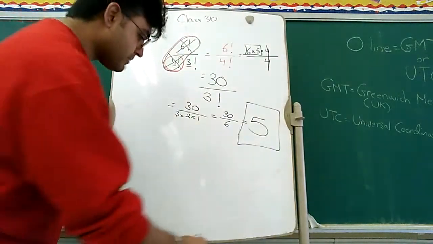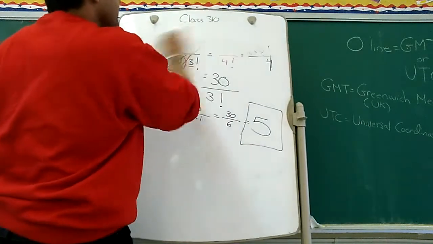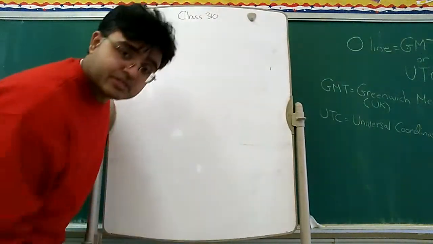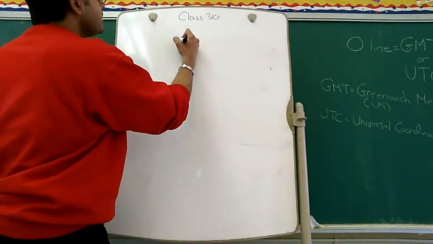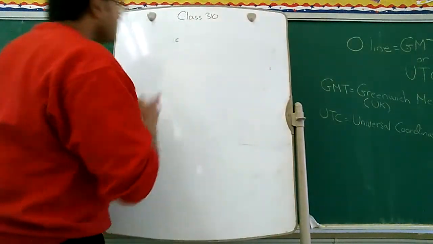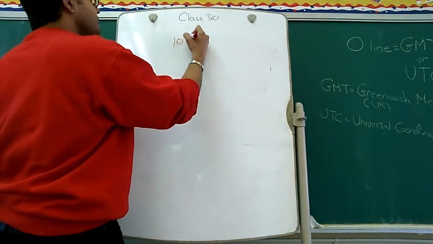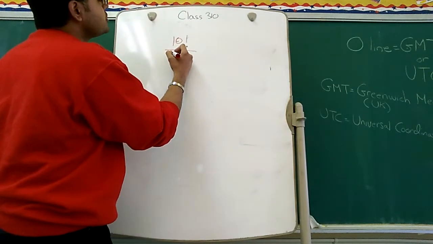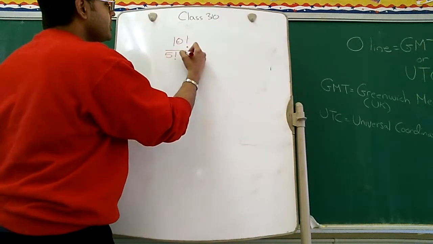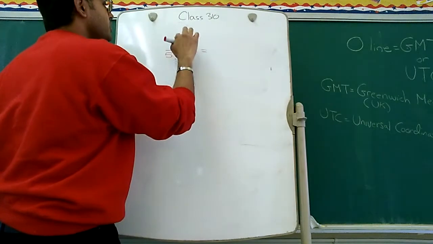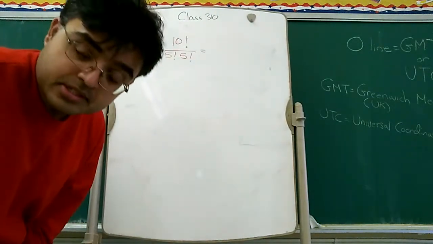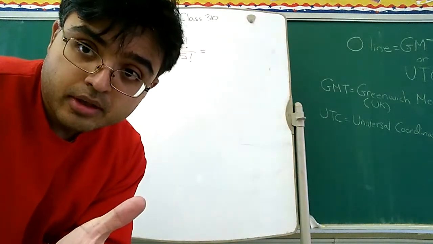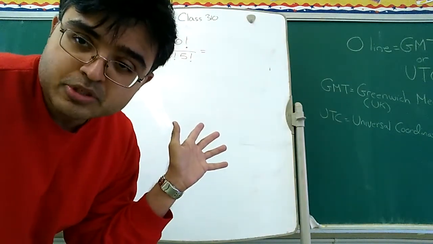Let's take another example. What if you have a situation like this? 10, let me use another pen. 10 factorial divided by, how about 5 factorial and 5 factorial? What's going to happen in this case? We've got 2 factorials down over here with the same number. Which number is the bigger one? Which number is the smaller one?